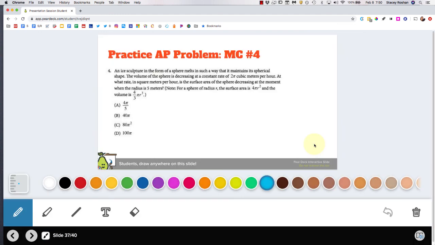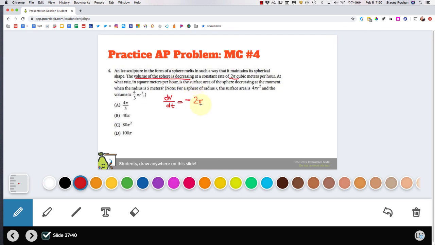We're really almost at the end here. Let's do another one of these word problems. An ice sculpture is in the form of a sphere that melts away. The volume of the sphere is decreasing. So volume is decreasing. That's dV/dt, the rate of decrease is -2 pi cubic meters per hour. So -2 pi. Decreasing is why it's negative.